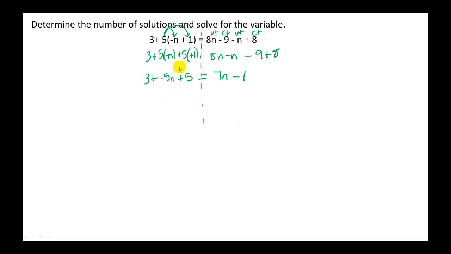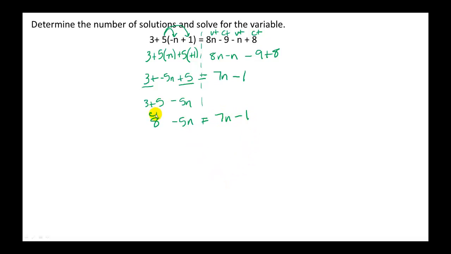We need to combine our like terms on the left side as well. We have 3 and 5. 3 plus 5, that makes 8. And then we have just one variable term, our negative 5n, so we're just going to bring that down. So we now have 8 minus 5n equals 7n minus 1.